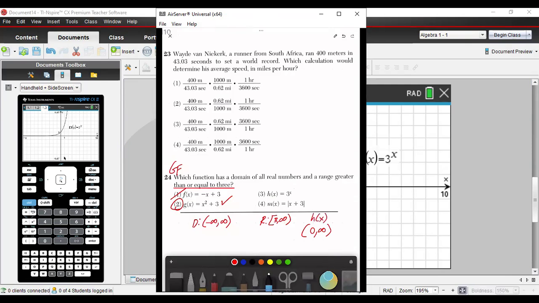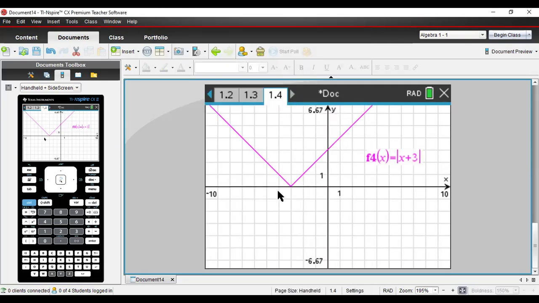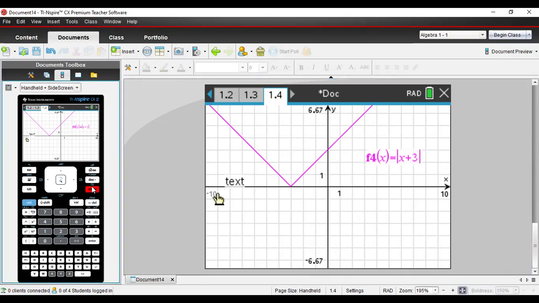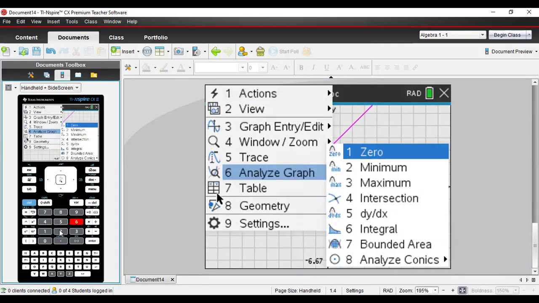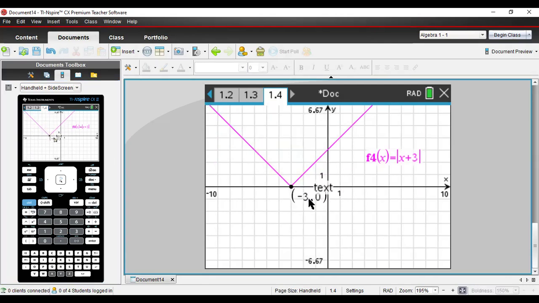And let's do the last one just so y'all can see that too. This is the absolute value. So again, I can do menu 62 and I want the minimum. So it says the minimum is 0, the y value is 0, and it goes up to infinity. So this one is 0 to infinity.